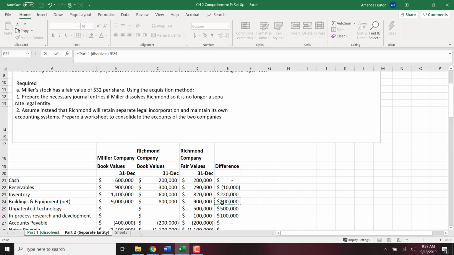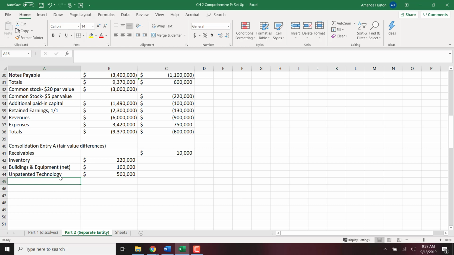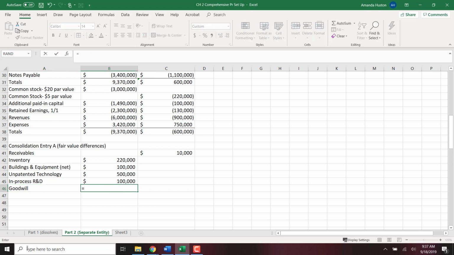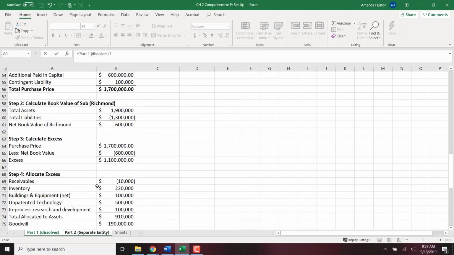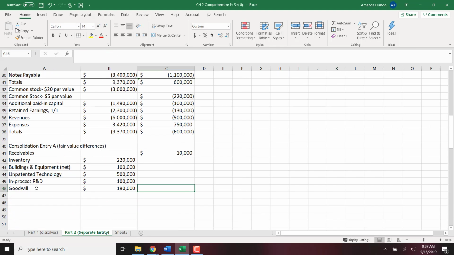Equals fair value difference. Unpatented technology in process. R&D, research and development, 100,000. And we also need to take the goodwill, because this is part of the fair value differences. So I'm going to go to our goodwill calculation.